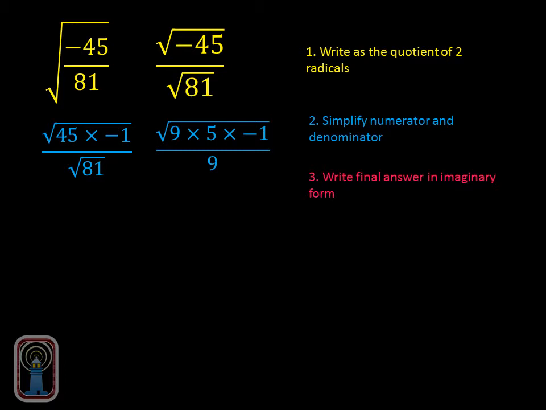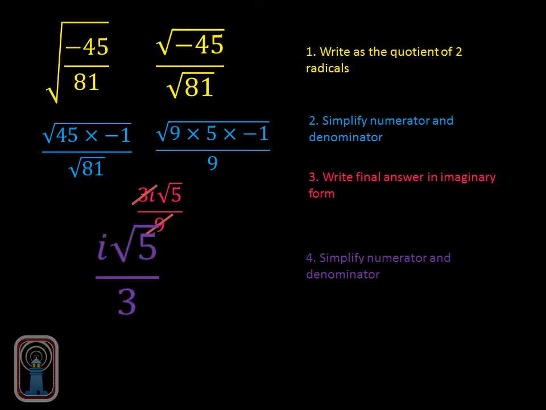Finally, we have to write it in imaginary form. 9 is a perfect square, so it can be brought out of the radical as 3, and negative 1 can be written as i. So we have 3i times the square root of 5 over 9. We now must simplify between the numerator and denominator. 3 and 9 have a common factor of 3, so our final answer is simplified to i times the square root of 5 divided by 3.